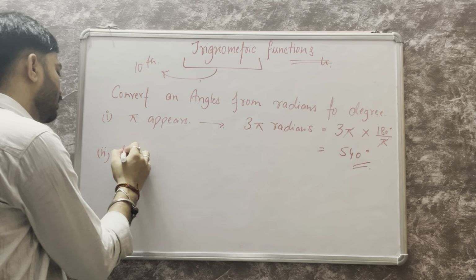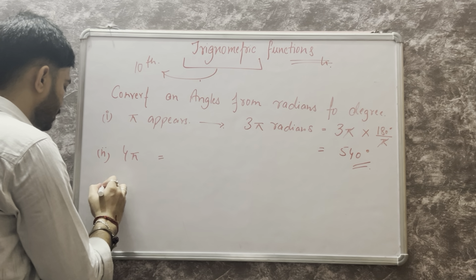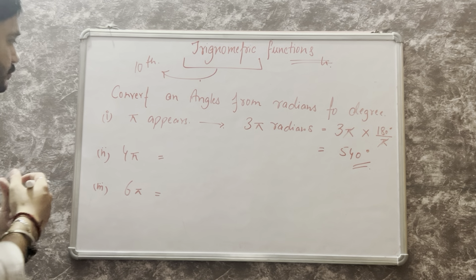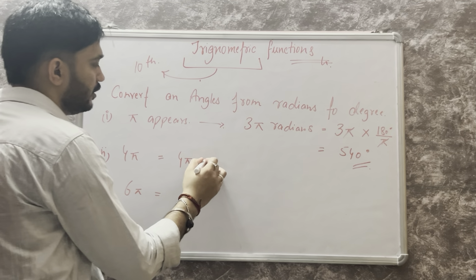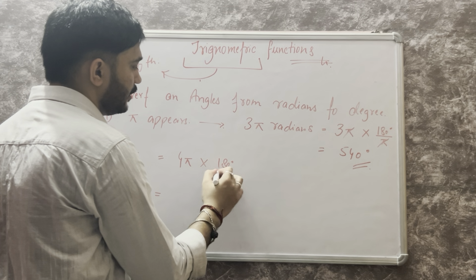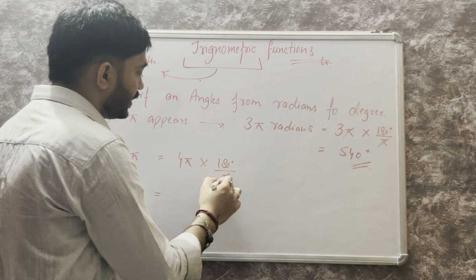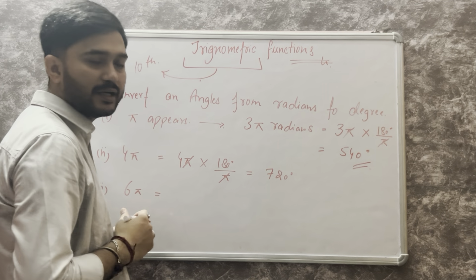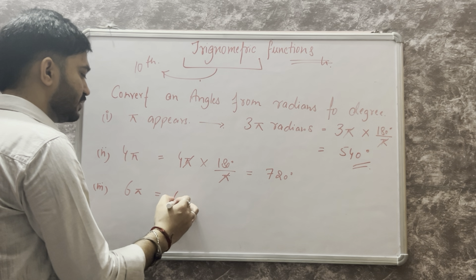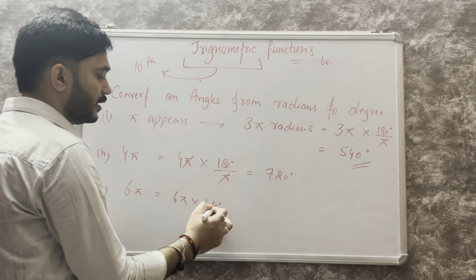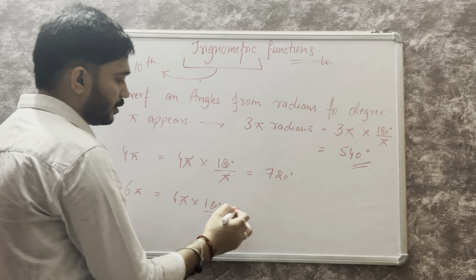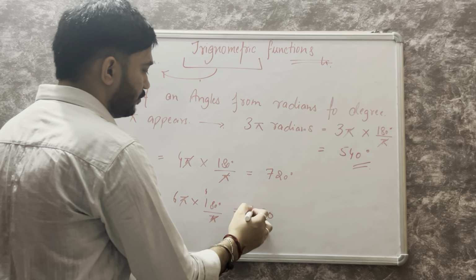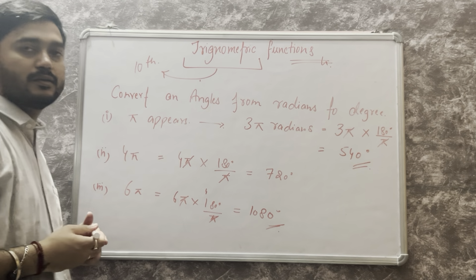Similarly, convert 4 pi for me and also 6 pi for me. The answer will be very easy. 4 pi multiplied by 180 degrees divided by pi. The pi and pi are going to be cut down and the answer will be 720 degrees. Any doubt? Similarly, 6 pi multiplied by 180 degrees divided by pi. Pi and pi are going to be cut down. 1080 degrees will be the answer. Any doubts on it?